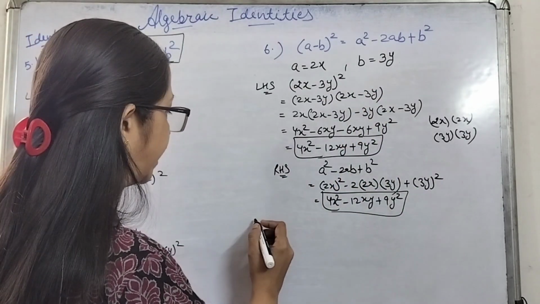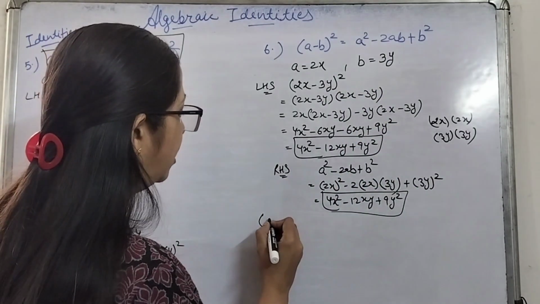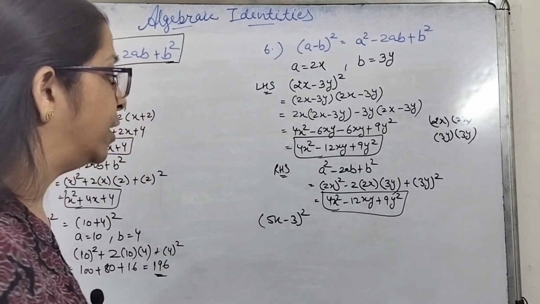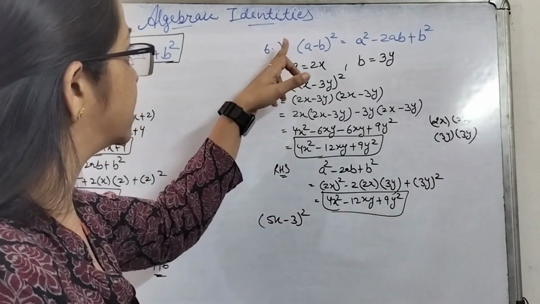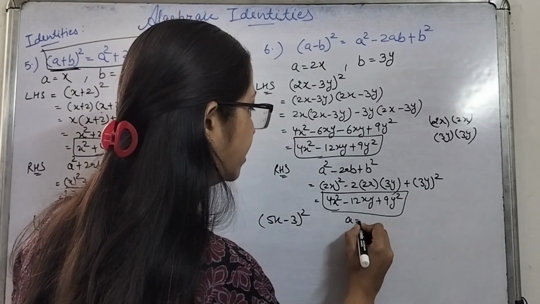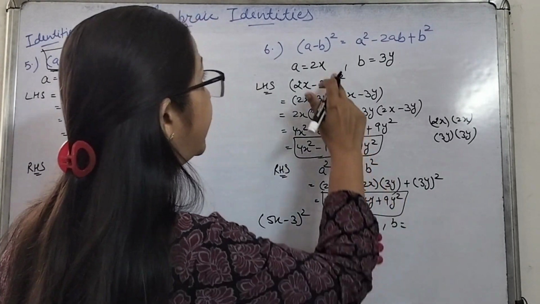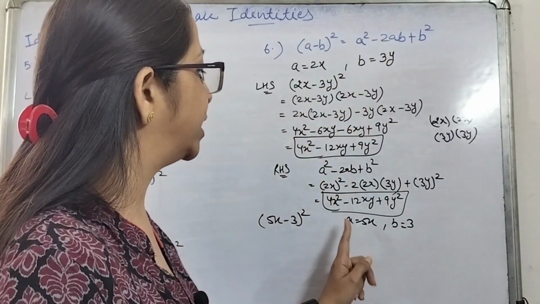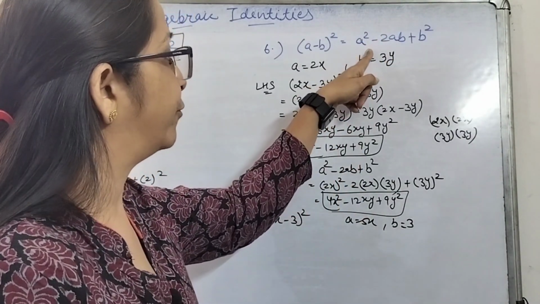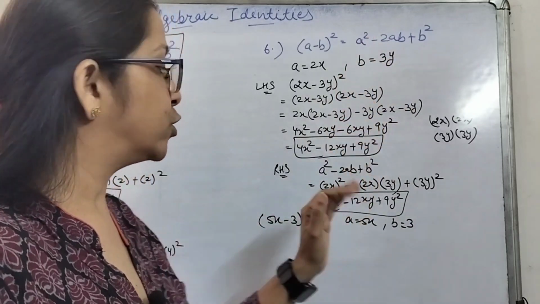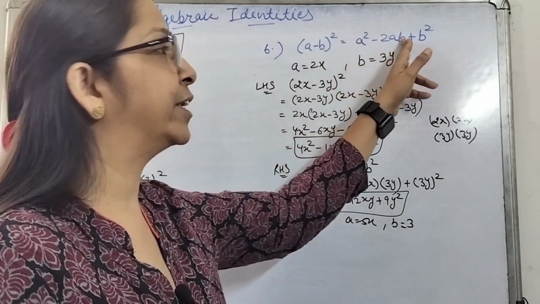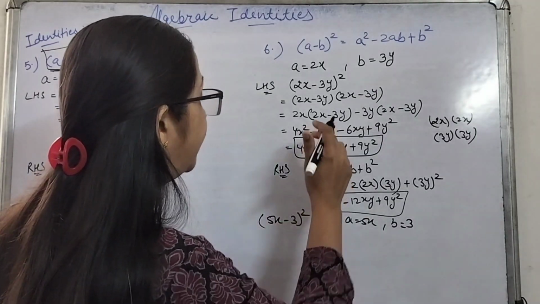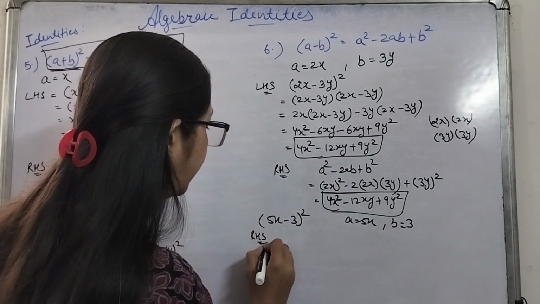Now suppose I am taking an example again. If it is say 5x minus 3 whole square. So what we can see over here is a is replaced by your 5x and b is replaced by your 3. So what we need to do is in RHS, we need to replace a by your 5x and b by your 3. So instead of multiplying it, we can directly use the identity.